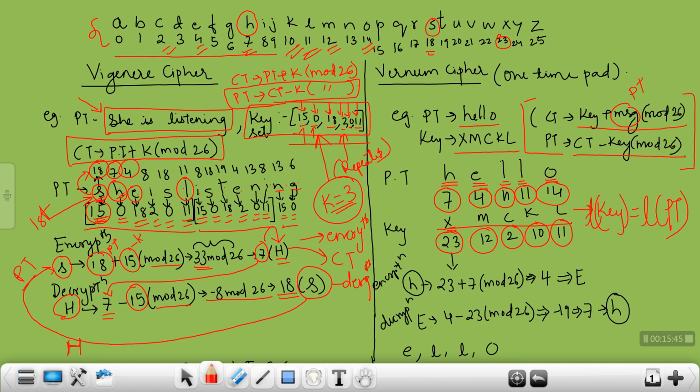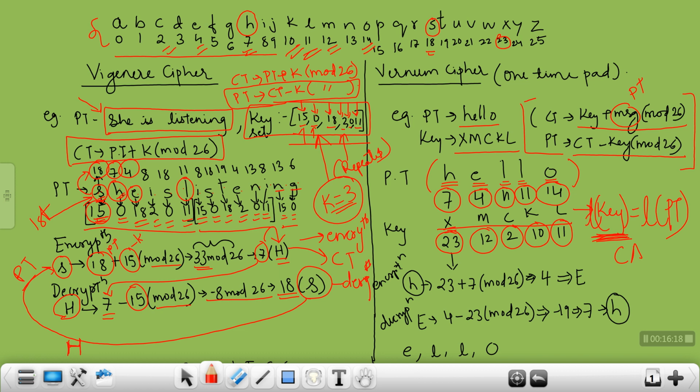So this is the catch in this algorithm. If your plain text is of 100 characters, your key will also be of 100 characters. In this example, I have taken only 5 characters, HELLO. Keep that in mind. That is the difference between Vigenere cipher and one-time pad. Now did you understand why it is called one-time pad? For every plain text, there will be a separate key.